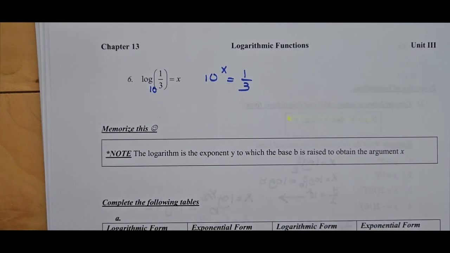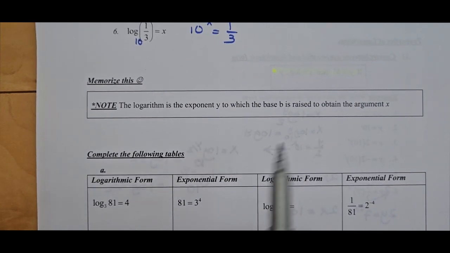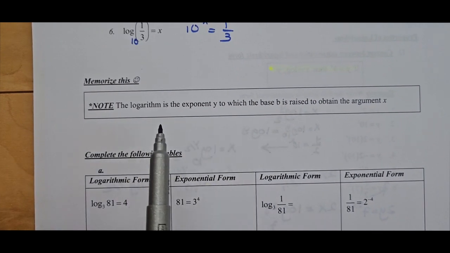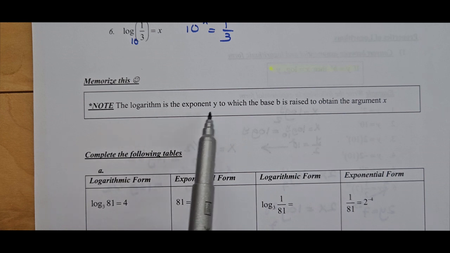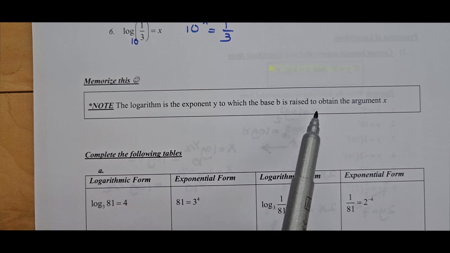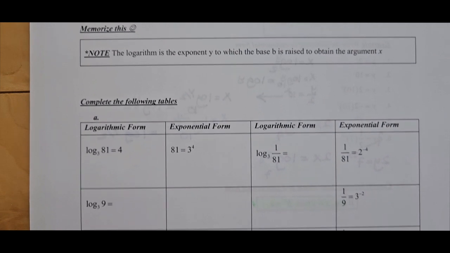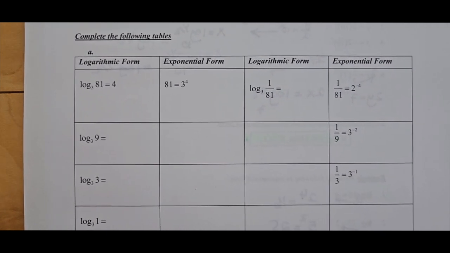Okay. So here you can memorize this thing. It's up to you however you want to memorize it. The logarithm is the exponent y to which the base b is raised to obtain the argument x. Okay, now the next part, I'm giving you a table.